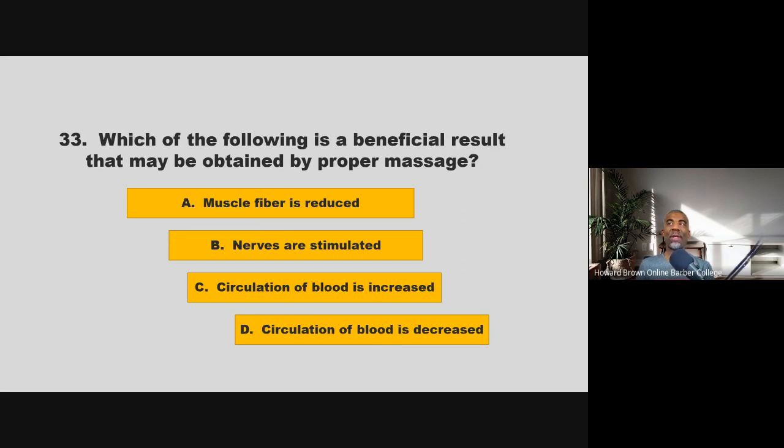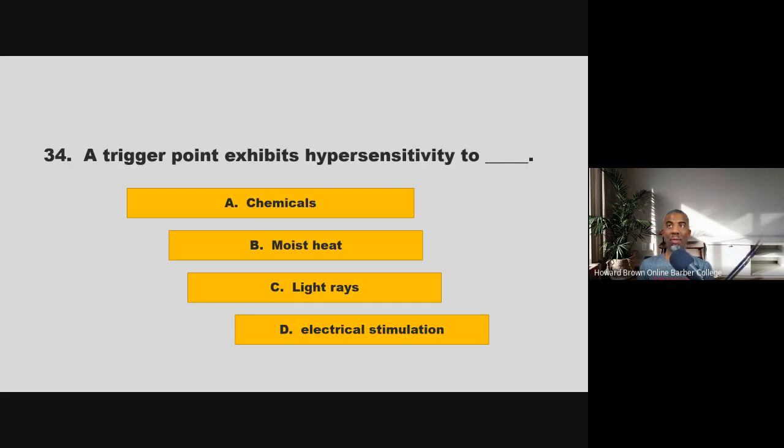Which of the following is a beneficial result that may be obtained by proper massage? Is it muscle fiber is reduced, nerves are stimulated, circulation of blood is increased, or circulation of blood is decreased? If you chose C, circulation of blood is increased, you are correct.